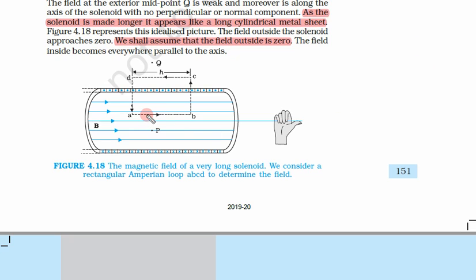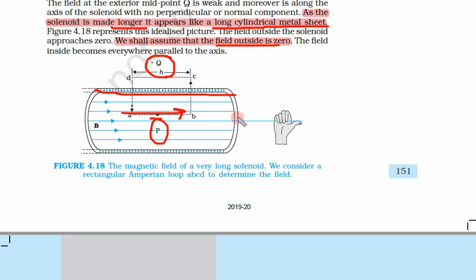We have already seen that when the solenoid is long and tightly woven, it can be assumed as a cylinder. So we have the solenoid to be long. It looks like a long cylindrical metal sheet. The field outside is 0 and the field inside is parallel. So these are four things that we are assuming. And the direction of the field is given by the right hand rule.